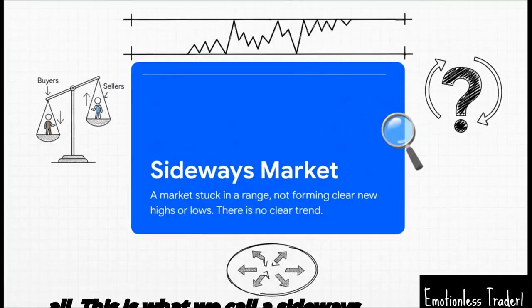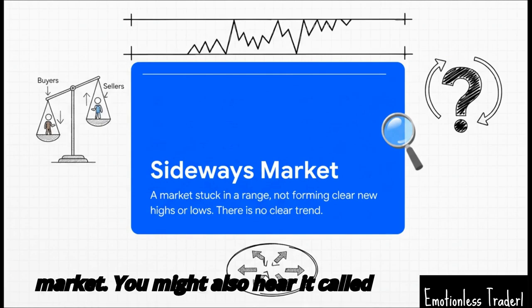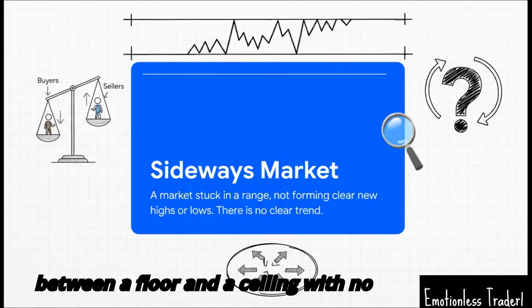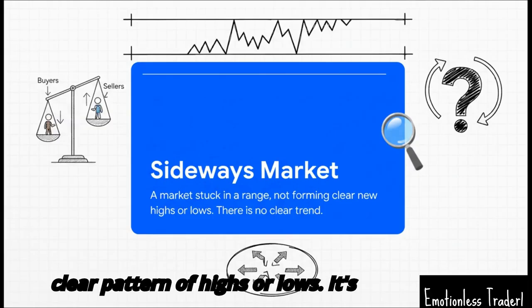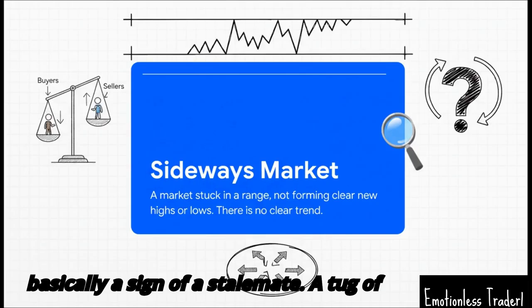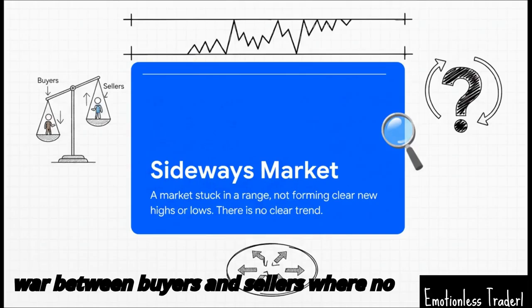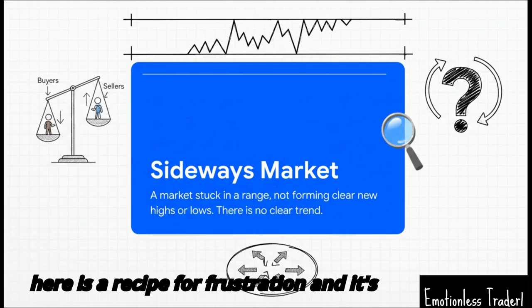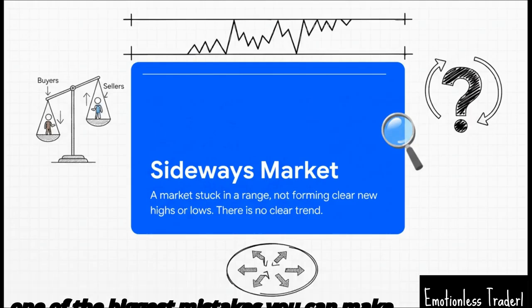This is what we call a sideways market. You might also hear it called a range. The price is just trapped, bouncing between a floor and a ceiling, with no clear pattern of highs or lows. It's basically a sign of a stalemate, a tug-of-war between buyers and sellers where no one is winning. Trying to find a trend in here is a recipe for frustration, and it's one of the biggest mistakes you can make.